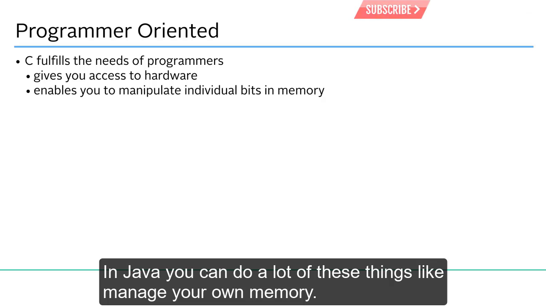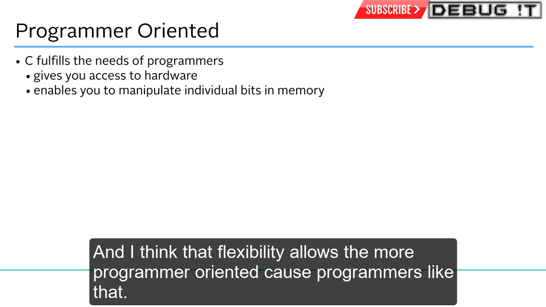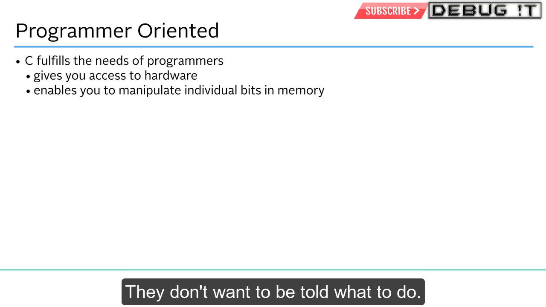In Java, you can't do a lot of these things, like manage your own memory. C also has many other capabilities that allow flexibility. And I think that flexibility makes it more programmer-oriented, because programmers like that. They like that flexibility. They don't want to be told what to do.